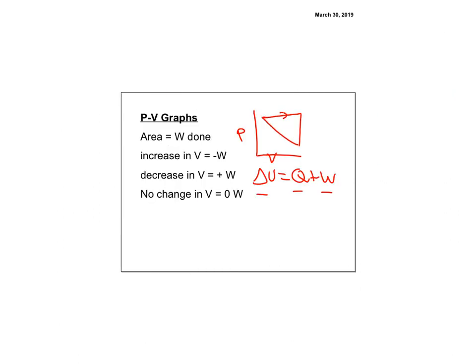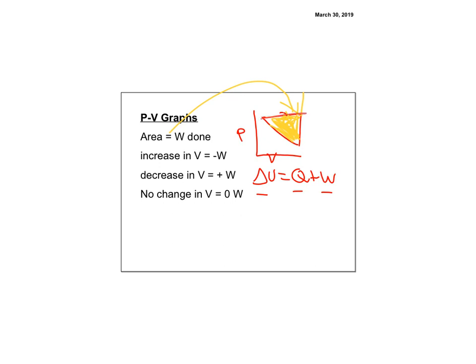PV graphs, the area, right? And the area in this case is the area. I drew this one in already, so I left it. So you can add it to yours. But if we do a PV, then the area is the work done. You have to figure out if it's positive or if it's negative based on which way it's going.